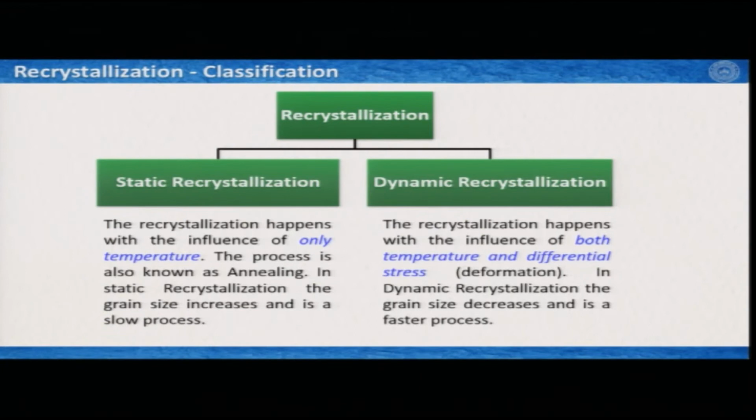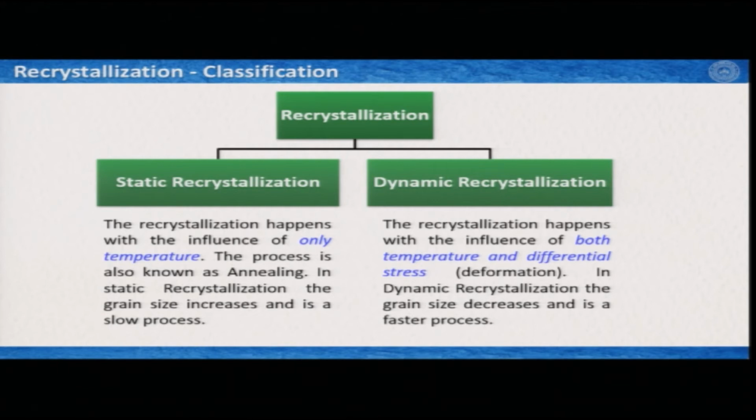So, we can classify recrystallization in 2 basic ways. One is static recrystallization and another is dynamic recrystallization. Static recrystallization is very simple to understand. It happens with the only influence of temperature. The process is also known as annealing. That means it makes your grains strain free. So, anneal means making something strain free. In static recrystallization, the grain size generally increases and it is a relatively slow process.